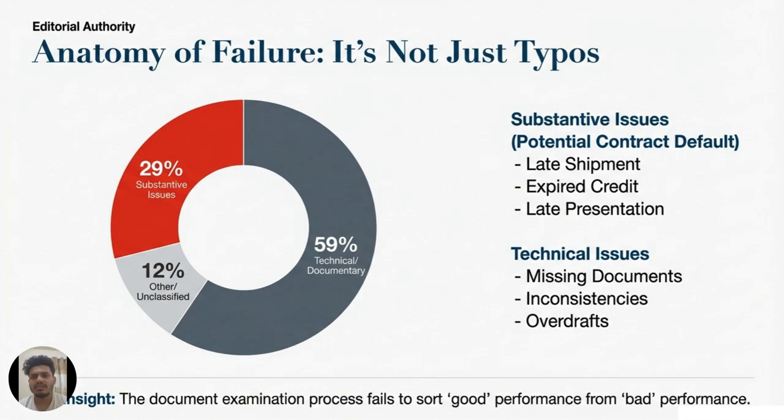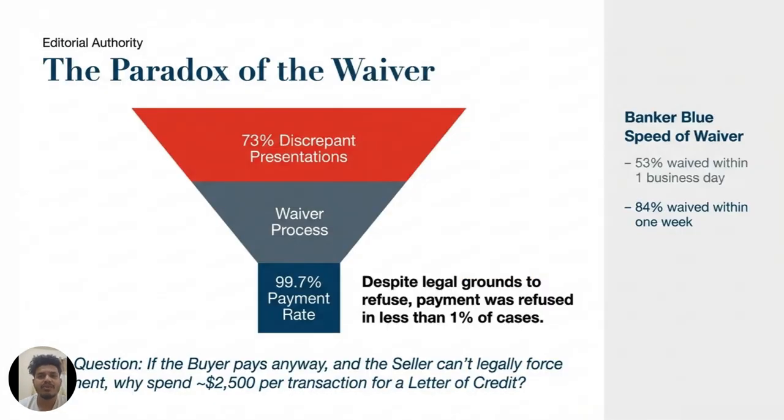So let's come to the point: the paradox of the waiver. How does it work? Here is the real mystery. If 73% of presentations are legally bad, the system should be collapsing, right? There's no doubt about it. But the actual payment rate is a staggering 99.7%. So how is this happening? Even though the documents are wrong, the buyers choose to waive the errors and pay anyway, often within just 24 hours. This raises a massive question.